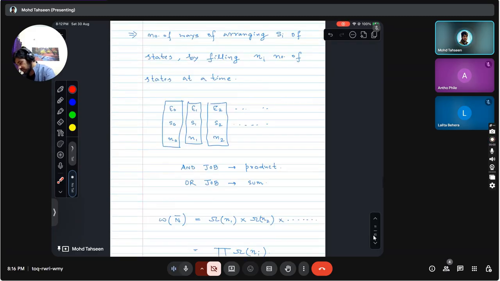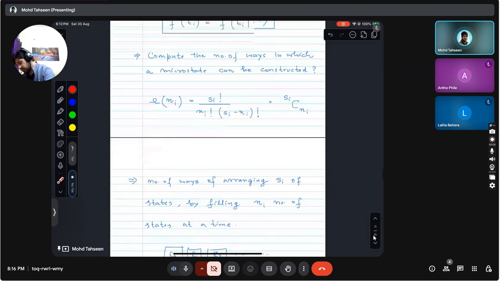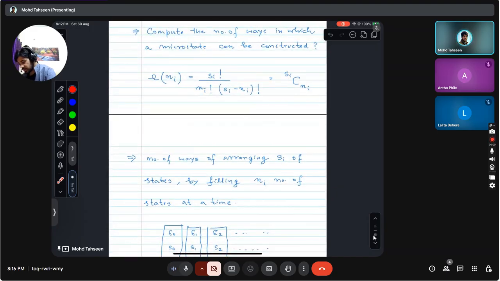So let me see what I have written. Yeah, here: number of ways of arranging Si states by filling ni number of states at a time, because I am filling only ni, which is 2 in my case. At a time I am filling ni number of states, and the total states I have to arrange is Si. So those 2 particles can go anywhere. It is just that once they occupy those 2 positions, if I flip them, that is the same combination again. That's the only difference.